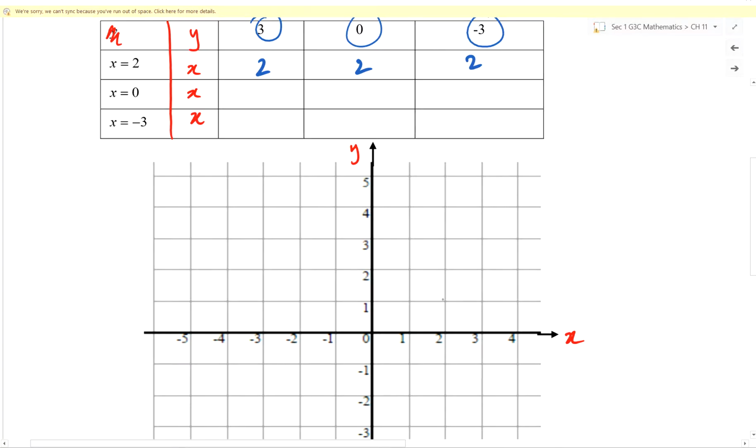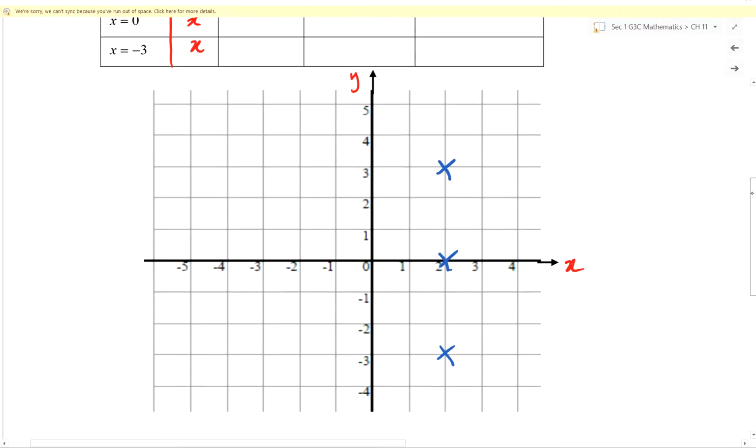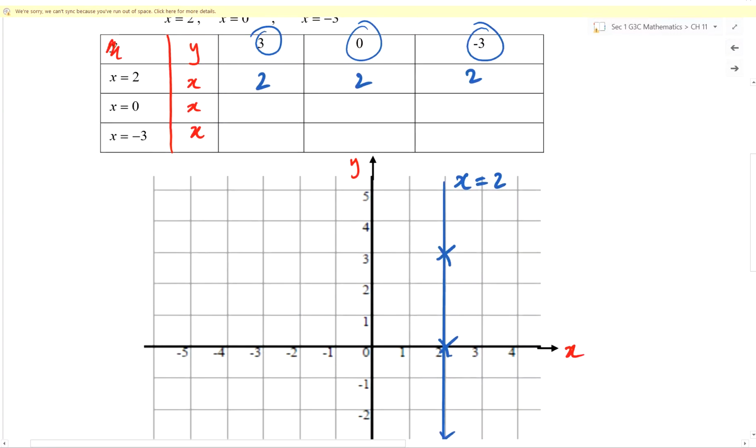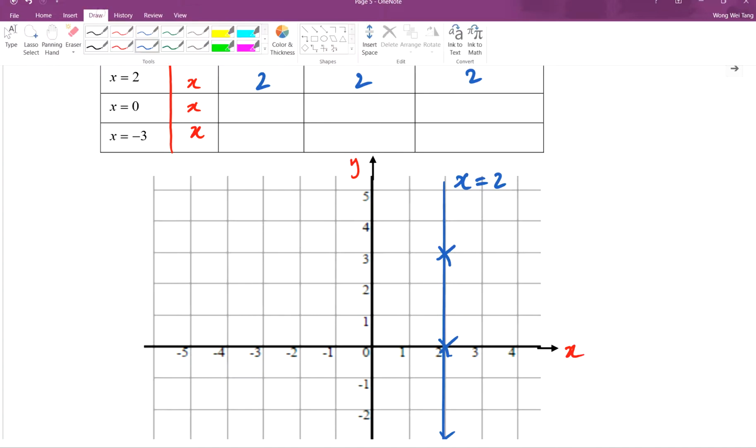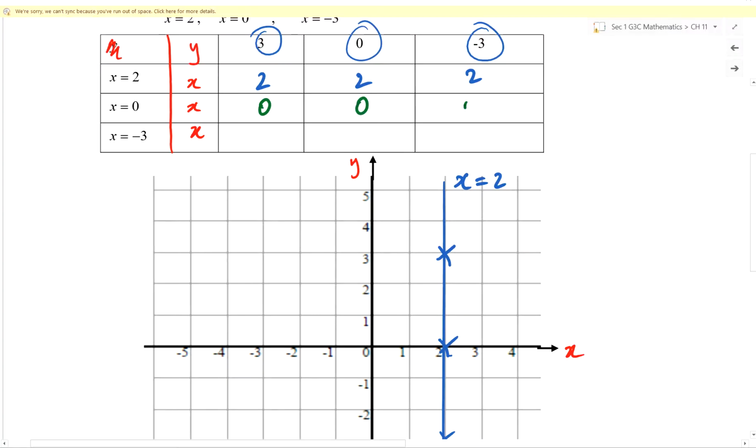We've got y equals to 3. 1 point over here. We've got y equals to 0. We've got y equals to -3. Join them up. This is the line x equals to 2. Always have to label. So I think you can do the rest yourself. Zero, 0, 0. No matter the y value, my x value is always 0.